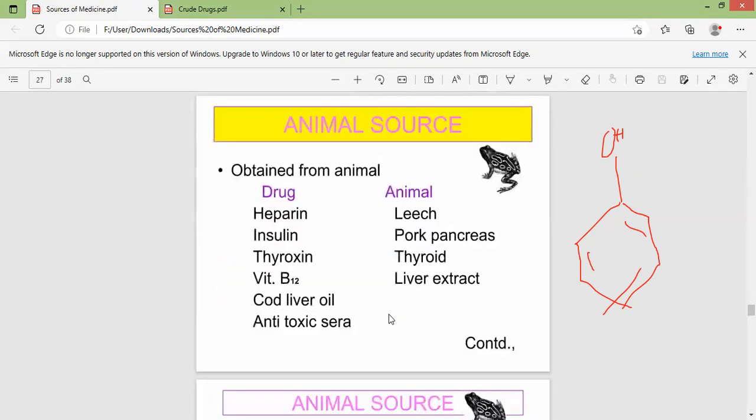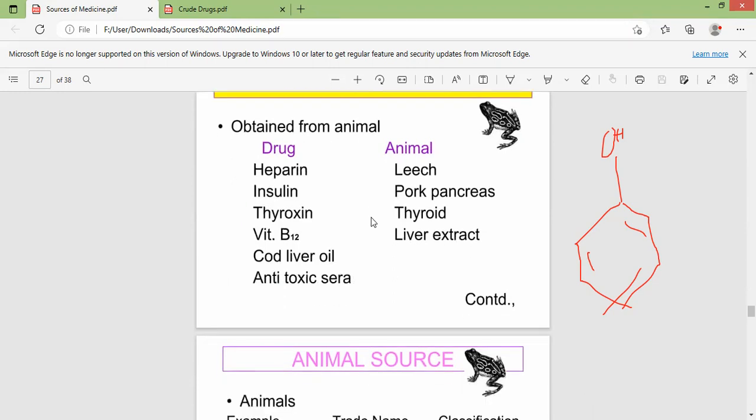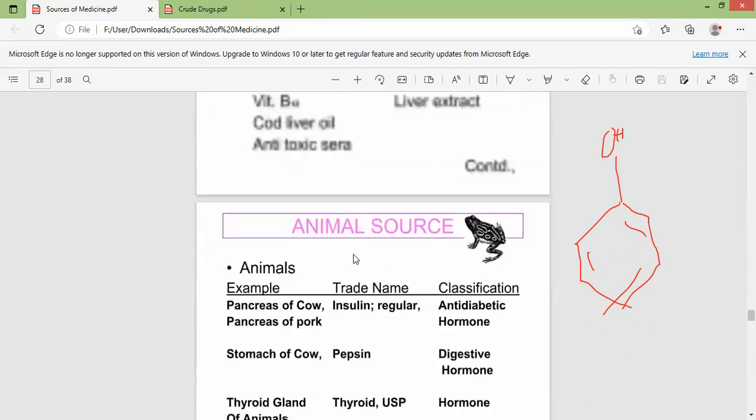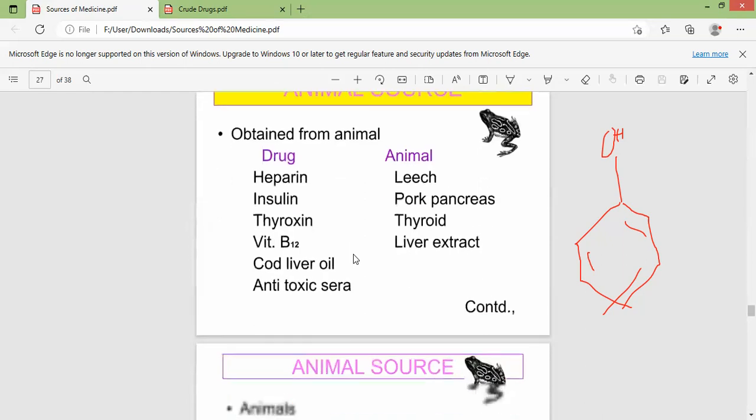Then animal sources. Here we said insulin, we used to obtain insulin from pigs. Heparin, we obtain it from leech. The other thing is protamine sulfate. We obtain it from sperms of fish, things like those. This is not really tested as much, just that there's also animal sources.